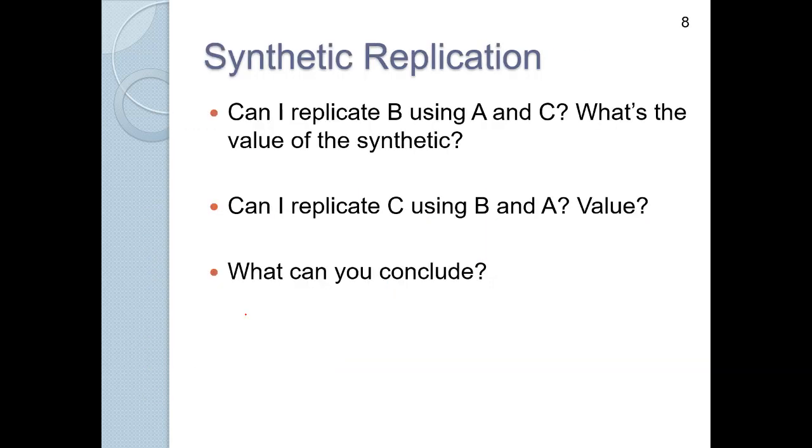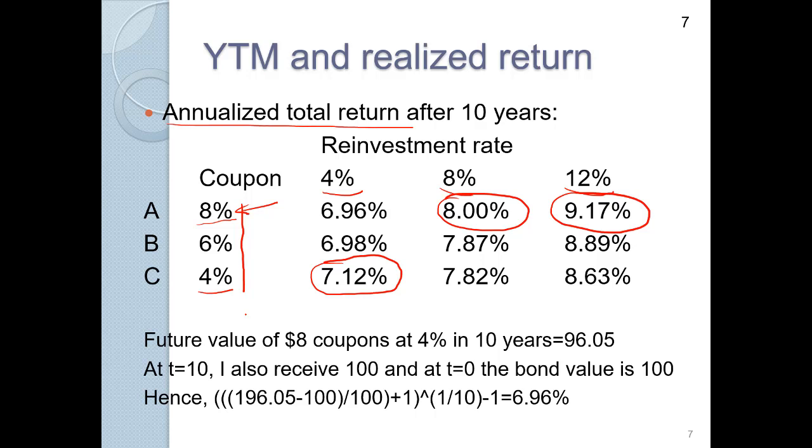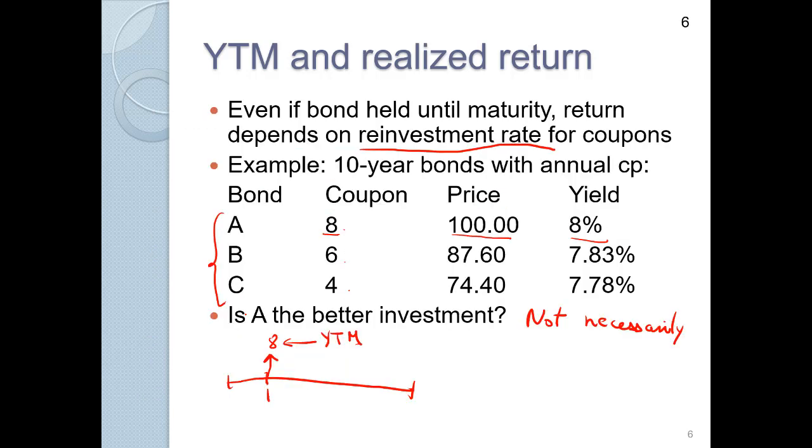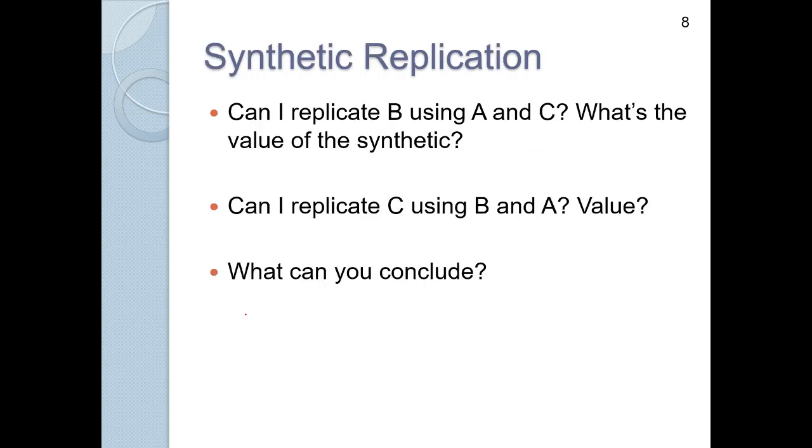The next thing we're going to do is talk about synthetic replication. So we're going to take these 3 bonds and try to understand how they are related to one another. So in the first case, we're going to take bonds A and C to replicate bond B. And then we're going to find what the synthetic value of that is. And next, we're going to do the same thing. We're going to replicate C using B and A. So this is going to be a really interesting exercise.